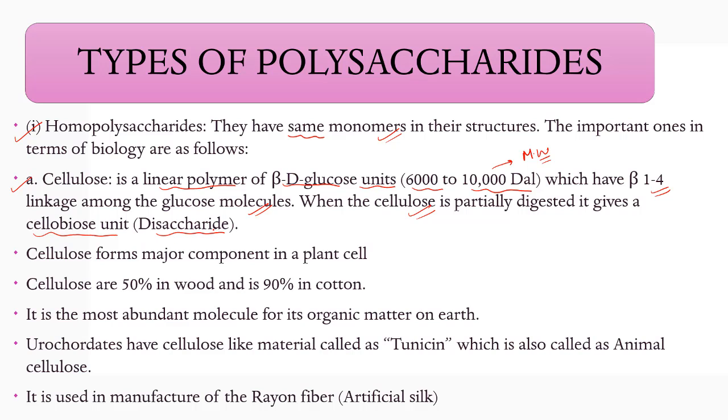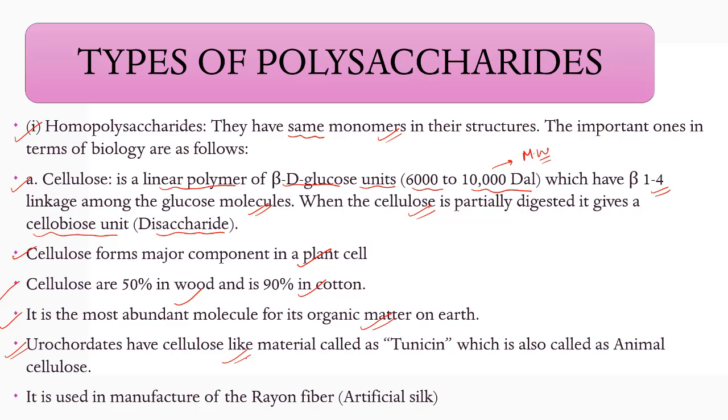So cellulose is a linear polymer of beta D glucose with a molecular weight of 6,000 to 10,000 daltons, which have beta 1,4 glycosidic linkage. When partially digested, it gives cellobiose, which is a disaccharide. Cellulose forms a major component in plant cell. Cellulose is 50% in wood and 90% in cotton. It is the most abundant organic molecule on earth.